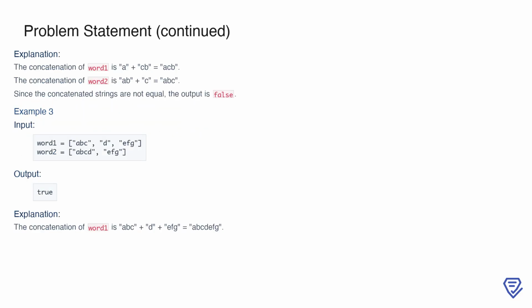Now consider another example where word1 is ["ABC", "D", "EF"] and word2 is ["ABCD", "EF"]. Concatenating the elements in word1 gives ABC plus D plus EF, resulting in the string ABCDEF. For word2, concatenating its elements gives ABCD plus EF, which is also ABCDEF. Since both concatenated strings are equal, the output is true. This demonstrates how the solution relies on comparing the full concatenated strings of word1 and word2 to determine equivalence.